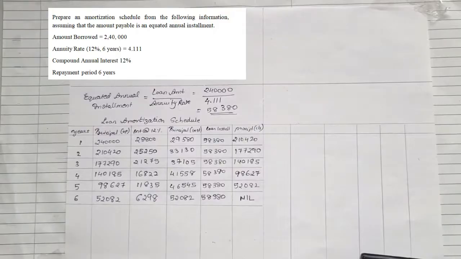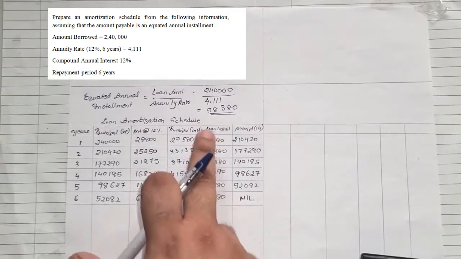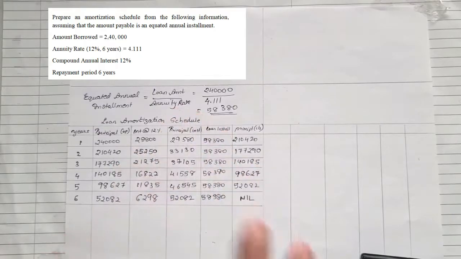Okay, so with that, this is how you all had to solve the sum. Now this is based on when they are giving you equated loan installment or equated installment based. This was sum number 1. Now in the same way, let us look at the next sum.